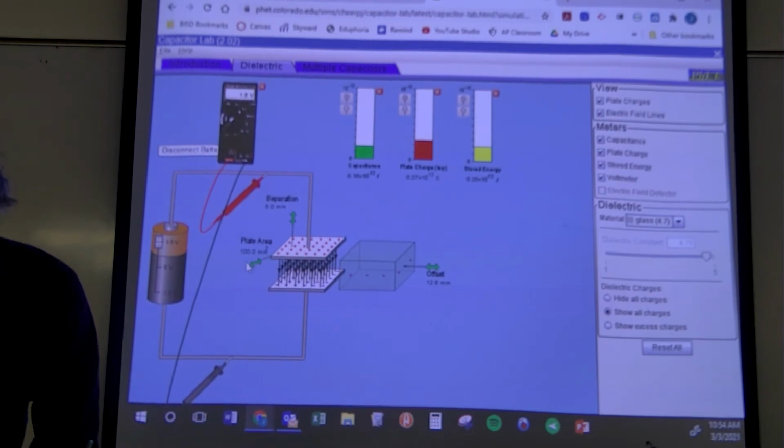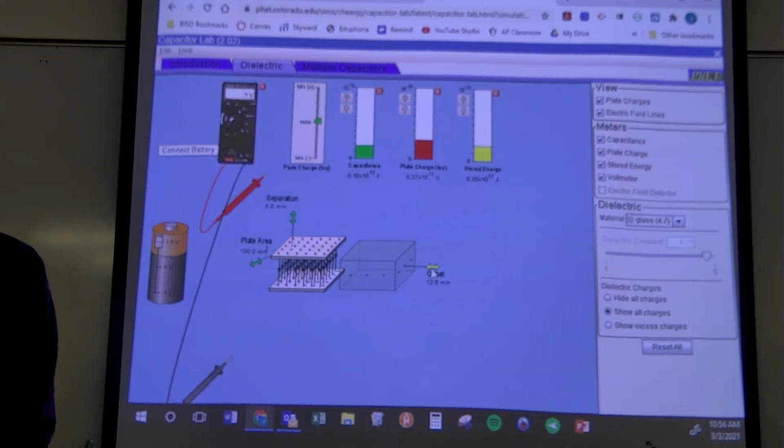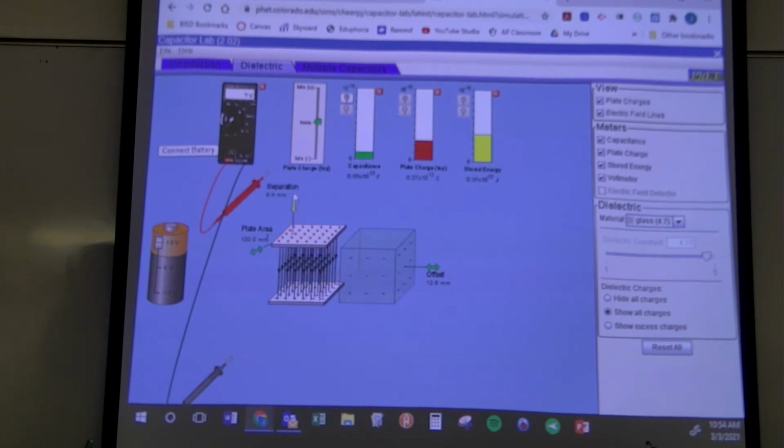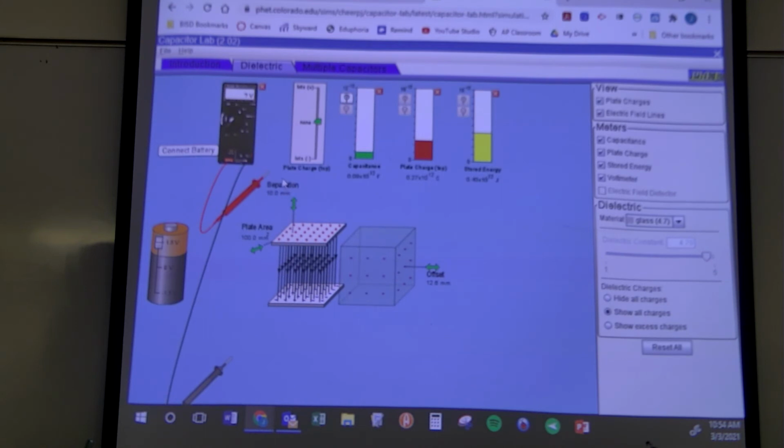I'm going to charge the battery and then remove the battery. So now I've disconnected the battery. And then I'm going to increase the displacement to 10 millimeters. So I'm going to double the displacement, and let's see what happens to everything. The capacitance went from 0.18 picofarads to 0.09 picofarads, which tells me that the capacitance was cut in half, which we expect because capacitance is inversely proportional to the distance.